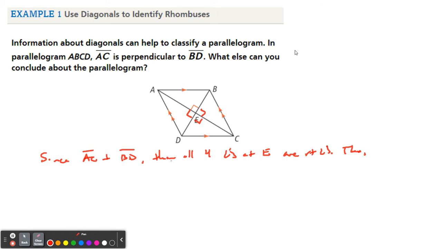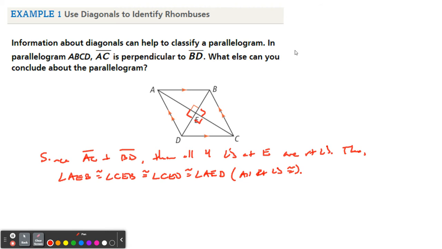Thus, angle AEB is congruent to angle CEB, is congruent to angle CED, is congruent to angle AED. And that's because all right angles are congruent. So we're doing a little proof here, if you will. We have 4 triangles, each has a right angle, so that means each has a congruent angle.